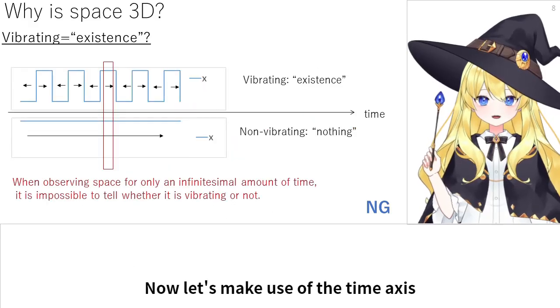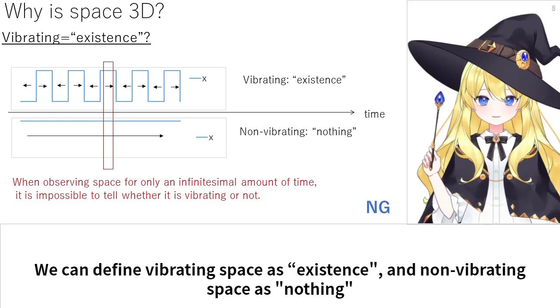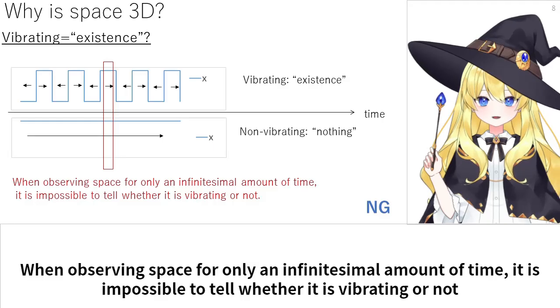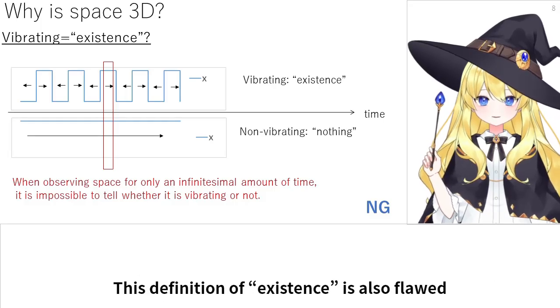Now let's make use of the time axis. Imagine that the orientation of a certain range of space repeatedly reverses over time. We can define vibrating space as existence, and non-vibrating space as nothing. However, there is a problem with this definition. When observing space for only an infinitesimal amount of time, it is impossible to tell whether it is vibrating or not. This definition of existence is also flawed.